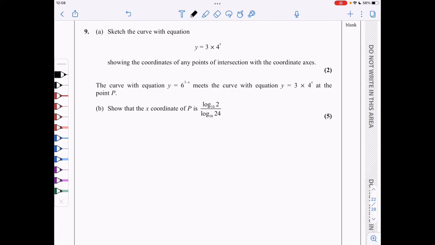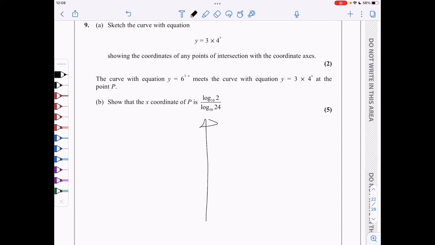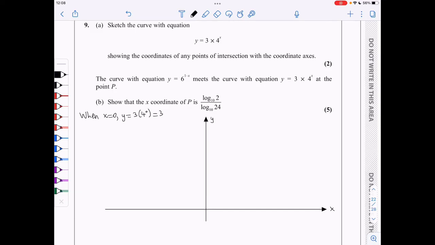In question 9, we need to sketch the curve with the equation y is 3 times 4 to the x, showing the coordinates of any point of intersection with the coordinate axis. This is an exponential graph. It has a horizontal asymptote, the x-axis. We know that when x is 0, we get that y is 3 times 4 to the 0, which is 3. The greater the value of x, the greater the value of y, so it's going to be something like this, cutting the y-axis at 3.